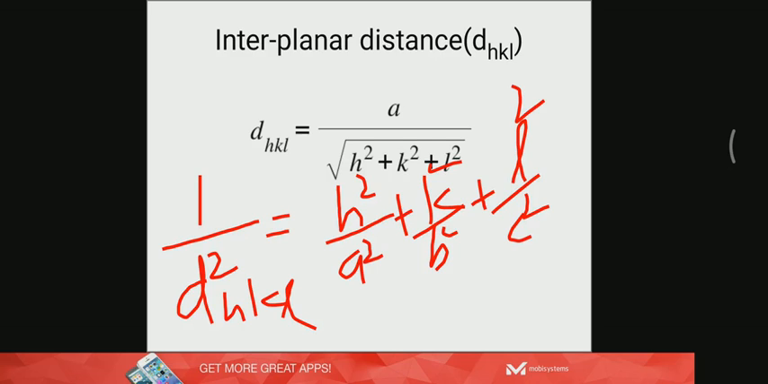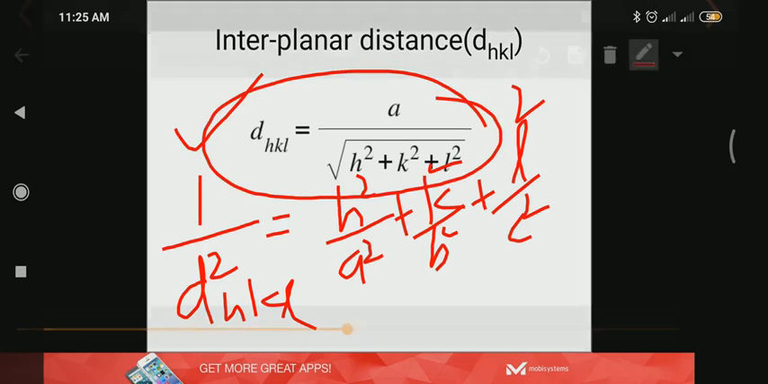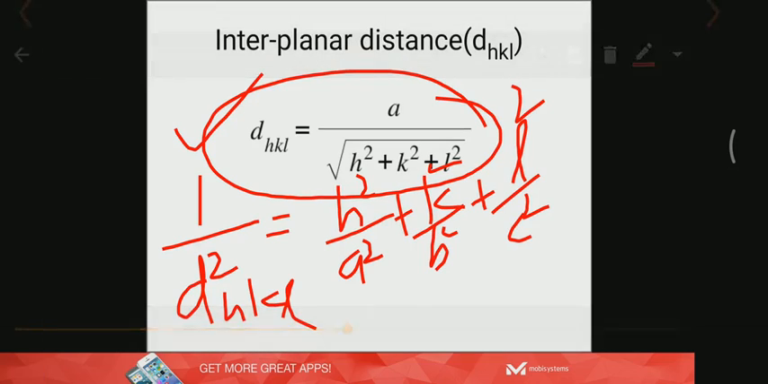So taking square root, you get this equation, that is d_HKL equal a by root of h square plus k square plus l square. You need to learn this equation. This is important. We need it for calculations. Using this equation, we can calculate the distance between consecutive planes for various crystal planes.